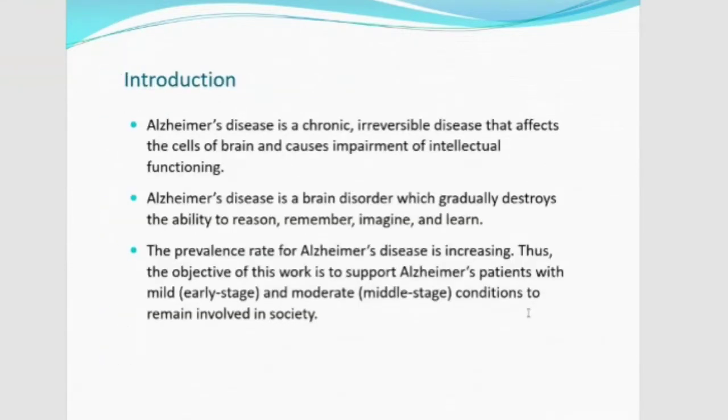So first I will give you the introduction about Alzheimer disease. Alzheimer disease is nothing but a neurological condition in which the death of brain cells causes memory loss and cognitive decline. The condition usually affects people aged 65 years and over, with only 10% of cases occurring in people younger than this.